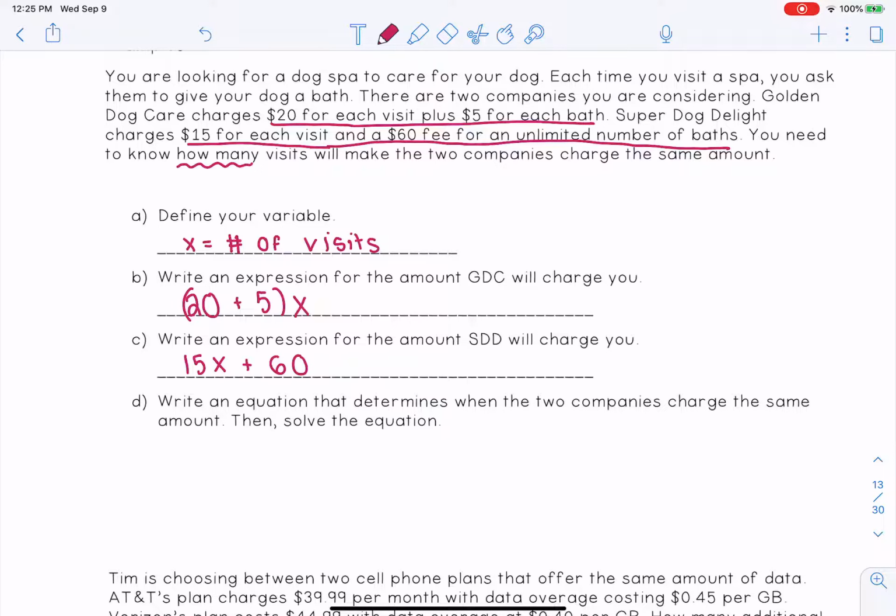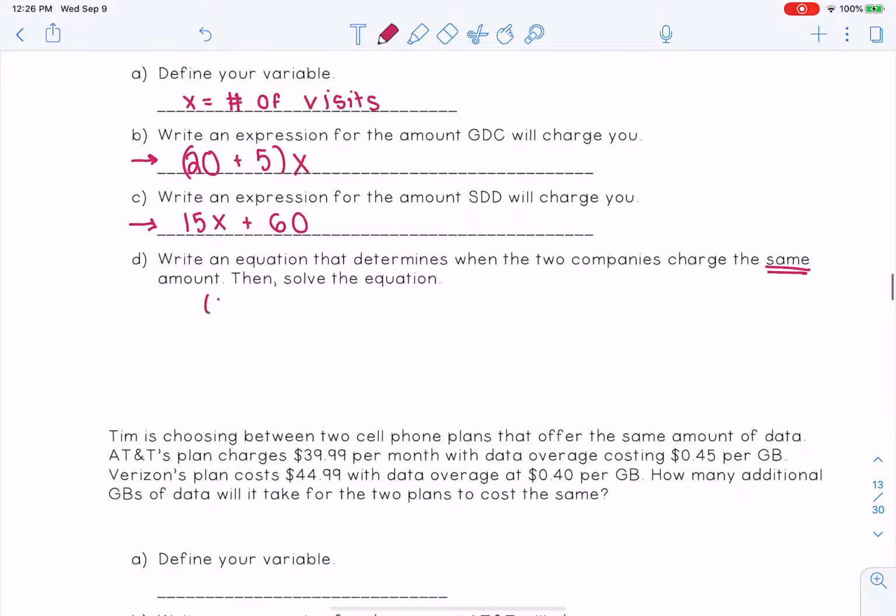Now it says write an equation that determines when the two companies charge the same amount. If this is how much one charges and this is how much the other charges, and we want to know when they're equal, let's just set them equal to each other. So 20 plus 5x equals 15x plus 60. 20 plus 5 is 25.